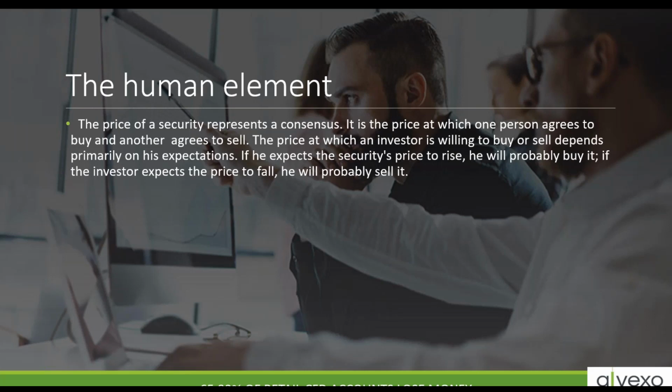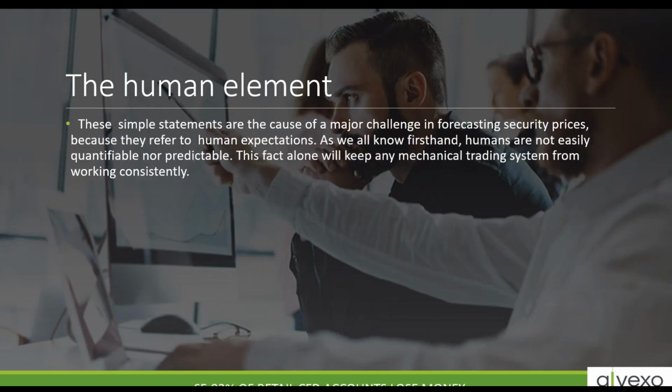For instance, when Tesla first put their cars on the market, when they were sight unseen, people were bidding up and driving crazy prices on the car, and nobody had any idea what the value of the car was or what it was sustained by. This is just what somebody was willing to pay. Now, these simple statements are a cause of a major challenge in forecasting prices because they refer to human expectation. And keep in mind, the markets are all controlled by human beings.